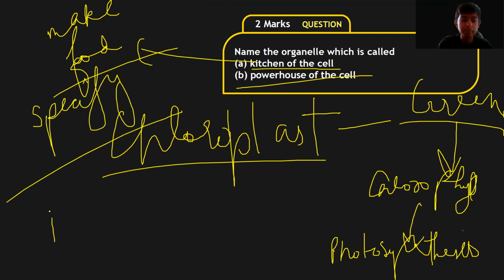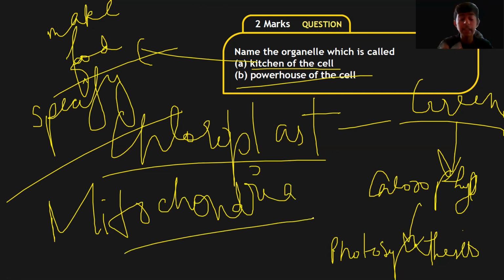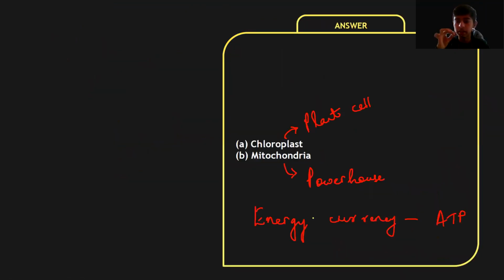Powerhouse of the cell is mitochondria. And I just now told you why it is the powerhouse of the cell. Because it releases energy in the form of ATP molecules, right? Energy currency in the form of ATP molecules.